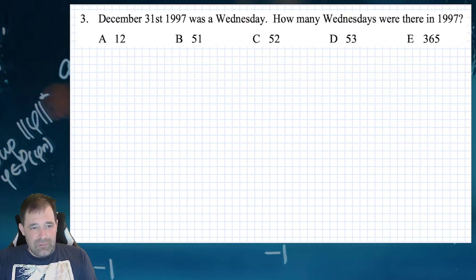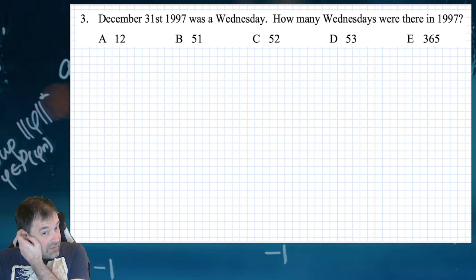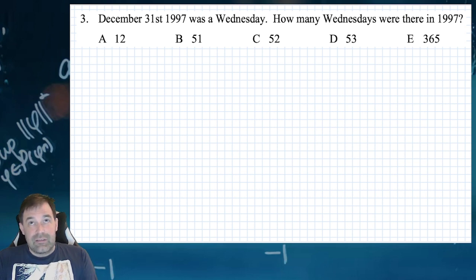Okay, so December 31st in 1997 was a Wednesday. How many Wednesdays were there in 1997? 1997 is not a leap year, so there are going to be 365 days in 1997. So it's going to be C or D because there's 52 weeks in a year, but it's 52 and a bit. So my guess is it's going to be D, but let's see if we can prove that.